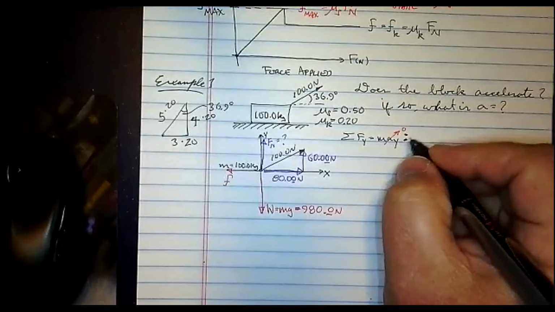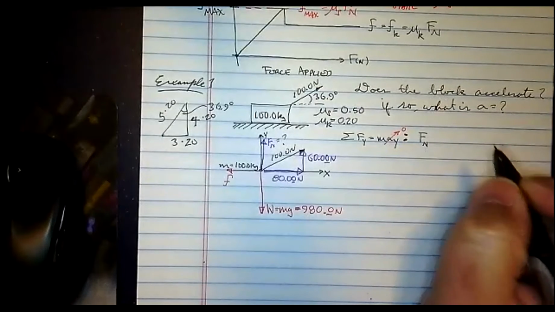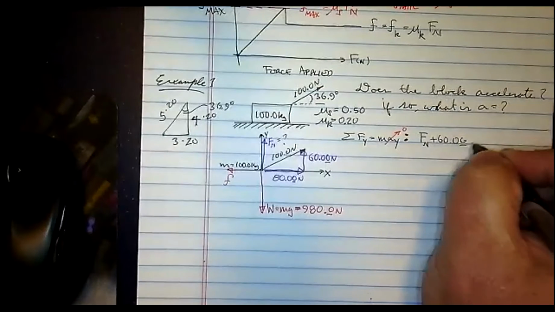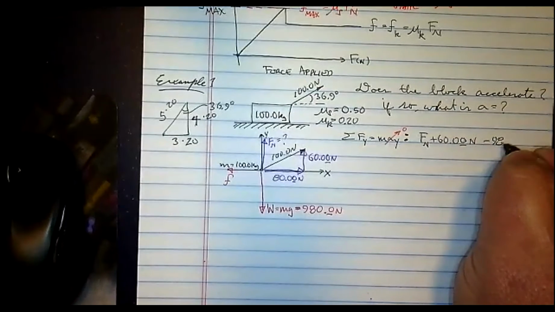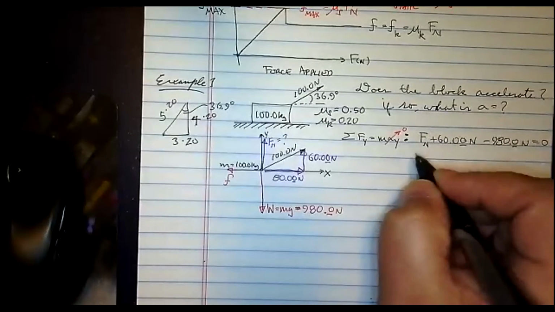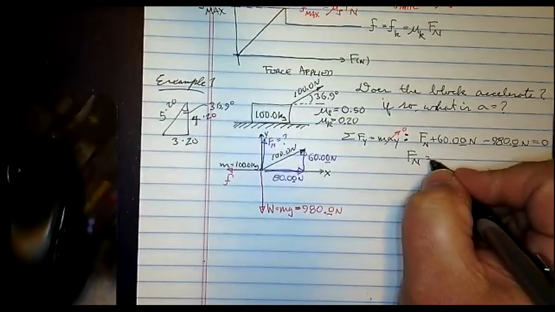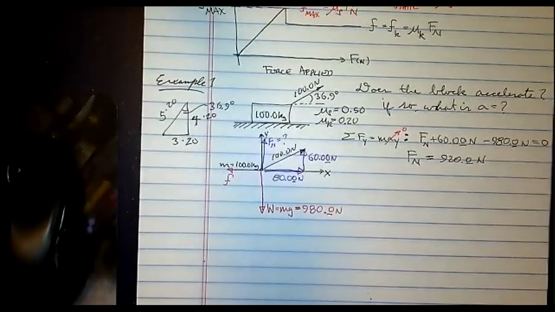So right here I can write the vertical forces are F normal plus 60.00 newtons, and then minus 980.0 newtons, and that's equal to 0. So we see that the normal force is actually equal to 920.0 newtons. Everybody see how I got that?